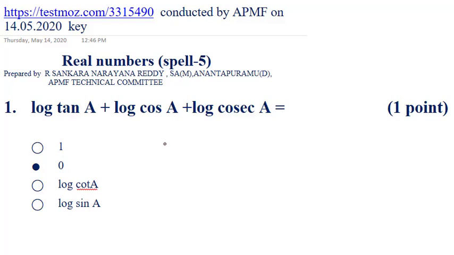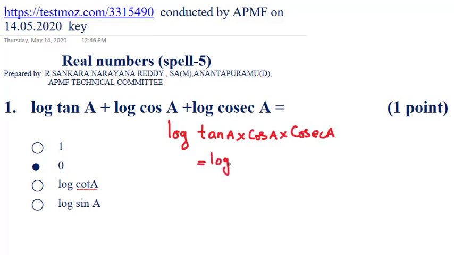The first question is log tan A plus log cos A plus log cosecant A equals to dash. Let us see here. This is in the form of log x plus log y plus log z. So log xyz is the answer. So log x is tan A, log tan A into cos A into cosecant A. This is the problem connected with the trigonometry.